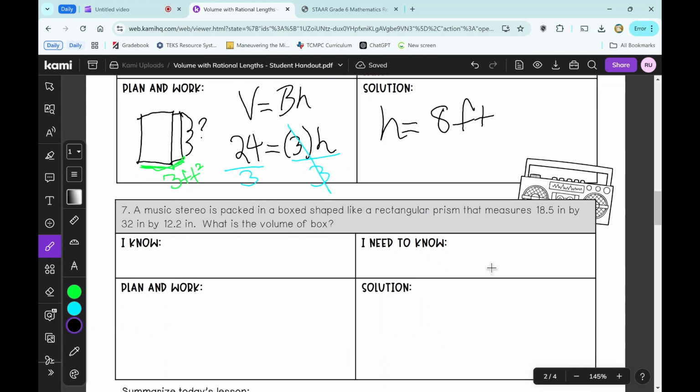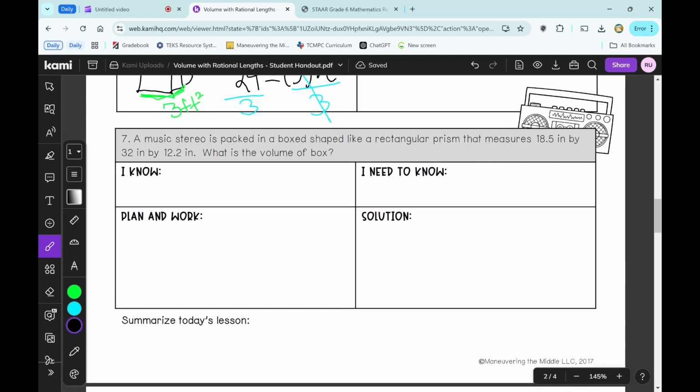So now what you're going to do is use basically everything that you did so far to answer this question. A music stereo is packed in a box shaped like a rectangular prism that measures 18.5 inches by 32 inches by 12.2 inches. What is the volume of the box? So they gave you these 3 numbers. You don't necessarily know which one's the length, the width, or the height, or the base or the height, but you do know that all 3 of these numbers are going to be used. So what you need to know is what is the volume of the box.